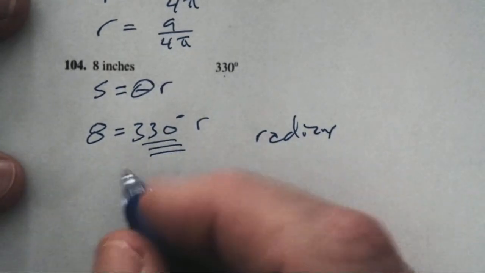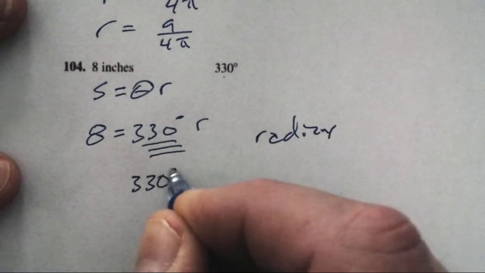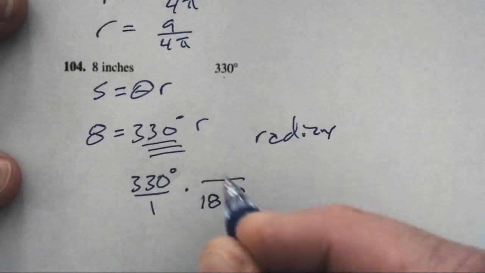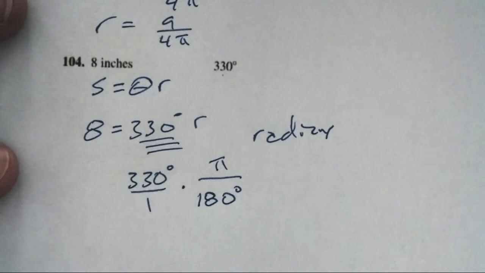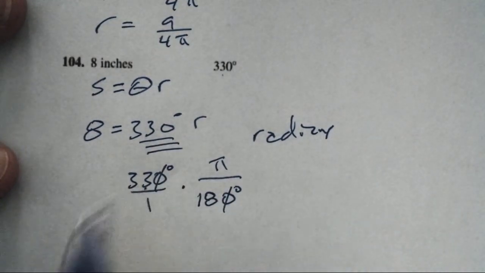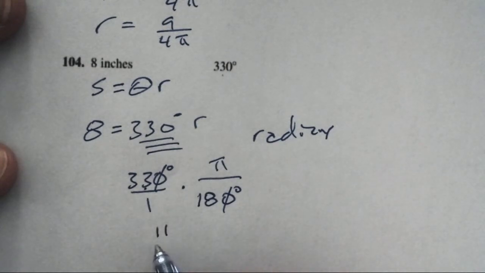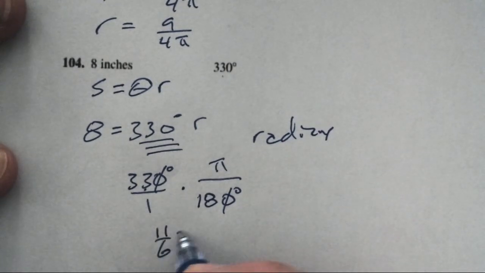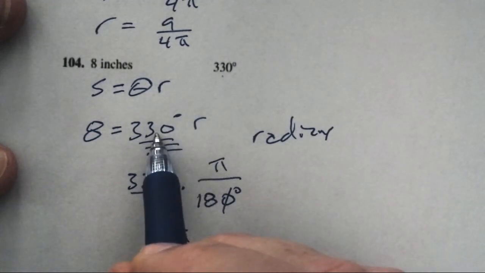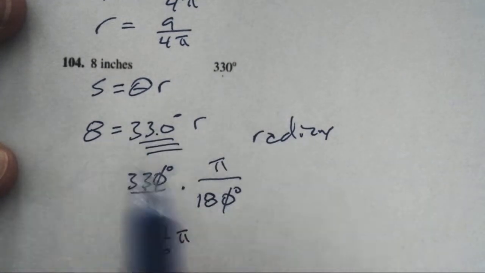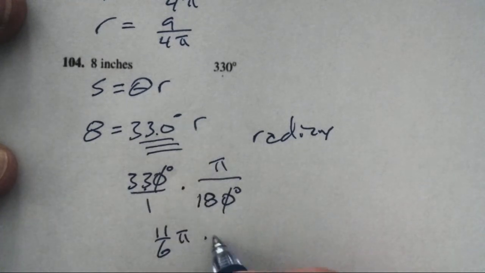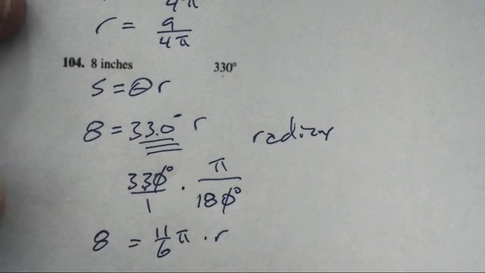to use this formula. So 330 degrees on 1, cancel degrees, introduce radians, zeros cancel, reduce by 3, and I get 11 on 6 pi for 330 degrees. And we could march around the unit circle, or march around a circle, and find that. But anyway, times r equals 8. We should be able to set this up right now.